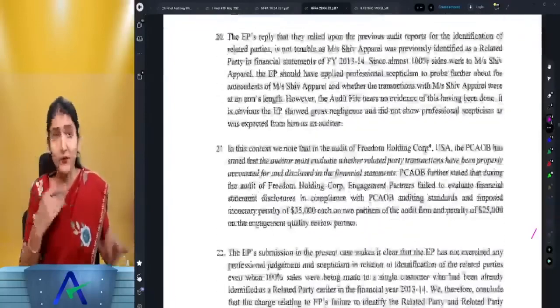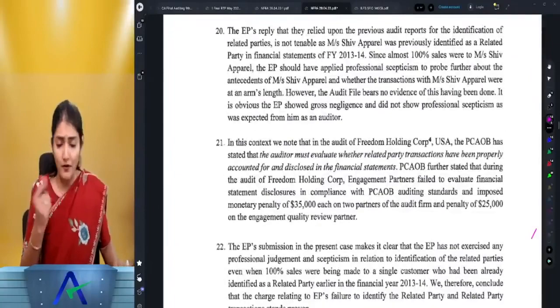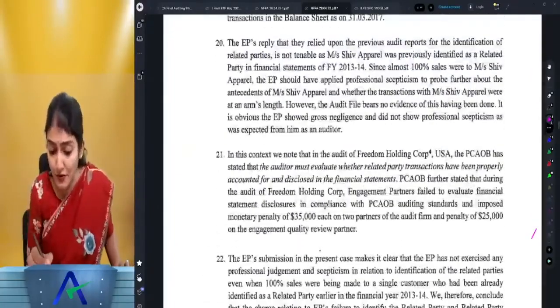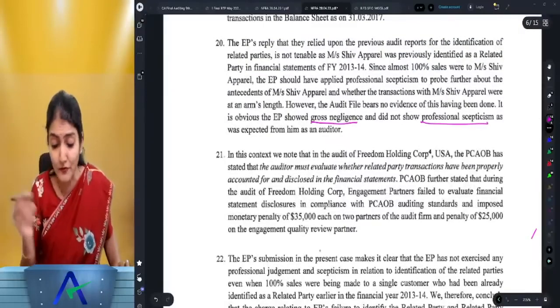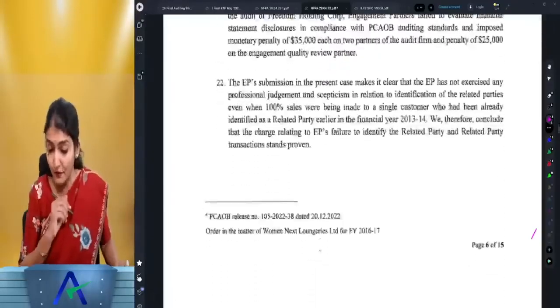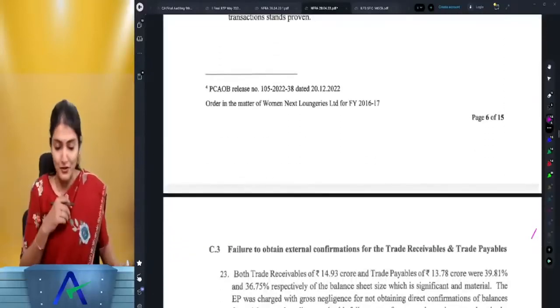What am I showing you over here? Those of you who've joined a little late, I'm showing you the NFRA order, which has been passed on 28th of April, right? So what does it say? He showed gross negligence and did not show professional skepticism as was expected from him as an auditor, right? So doing an audit was never a joke and is no longer a joke.